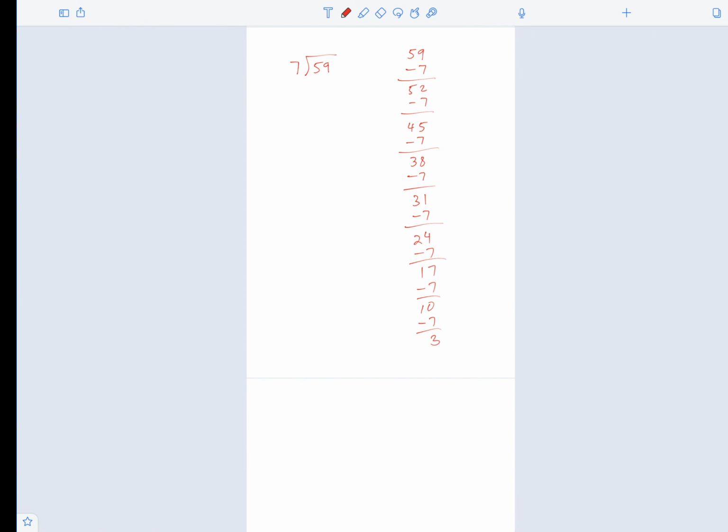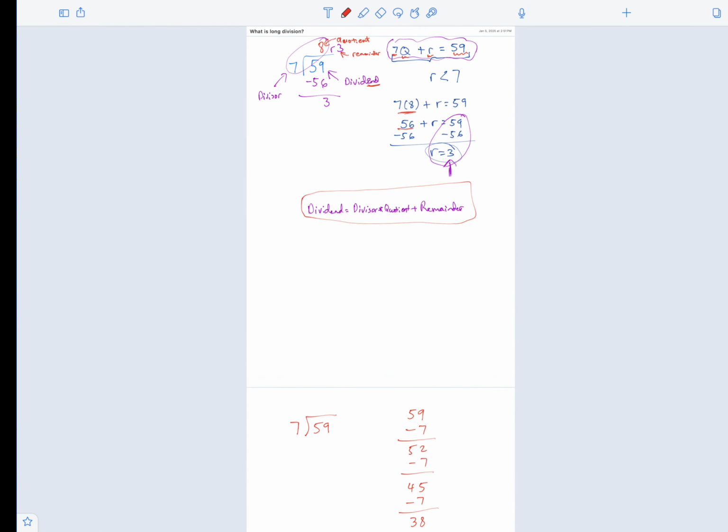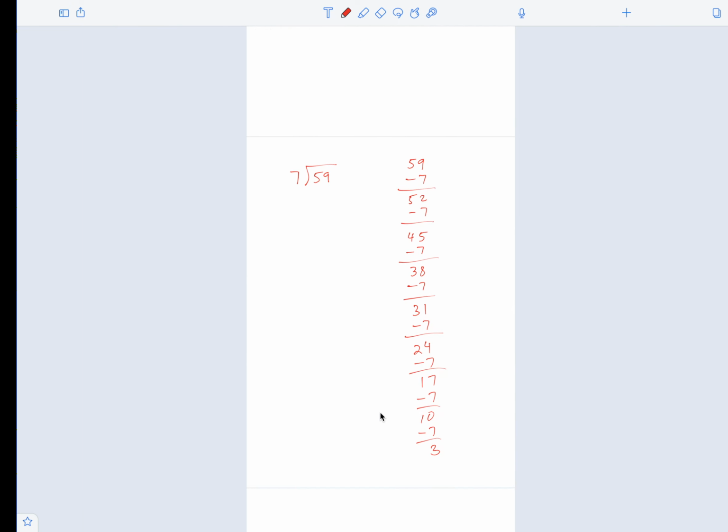Was that a little tedious, a little time-consuming? Yes. Was I going a little too fast? Probably. But what you can see after doing this is that we have 1, 2, 3, 4, 5, 6, 7, 8 times. Does it take a little bit of time to do this? Yes. But it does tell me that it's going to work 8 times.